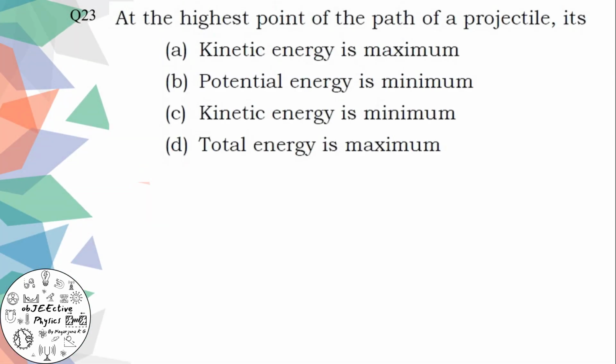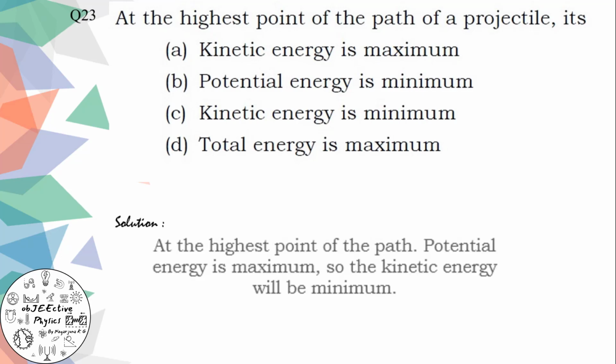23. At the highest point of the path of a projectile, its? Solution. At the highest point of the path, potential energy is maximum, so the kinetic energy will be minimum. 24.